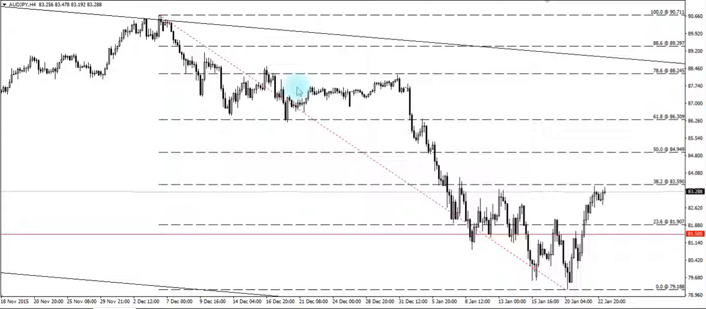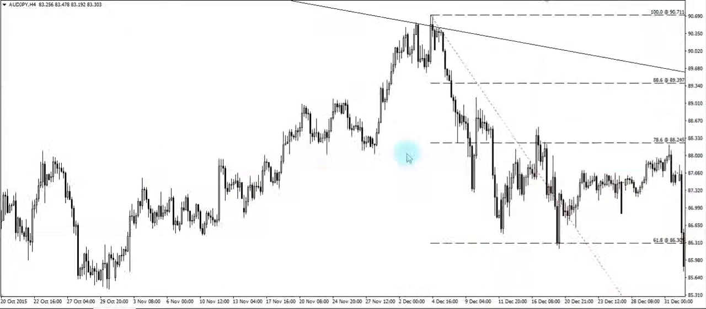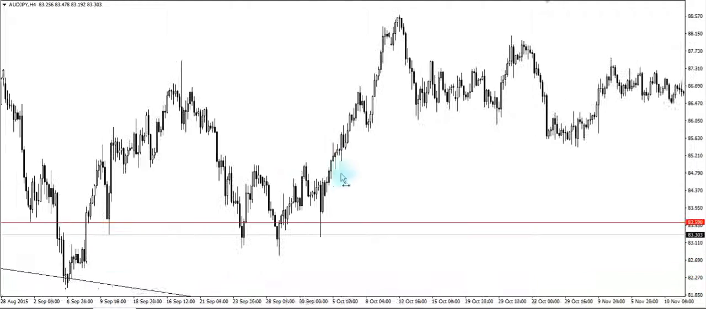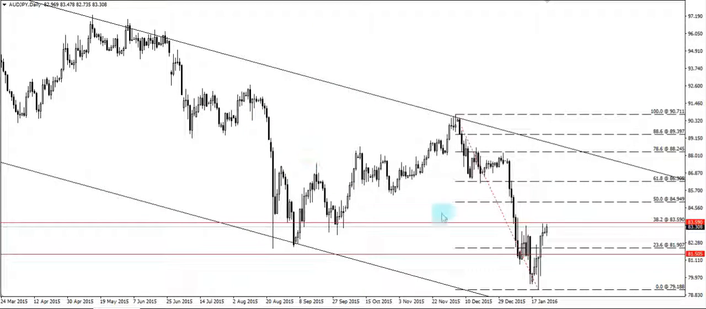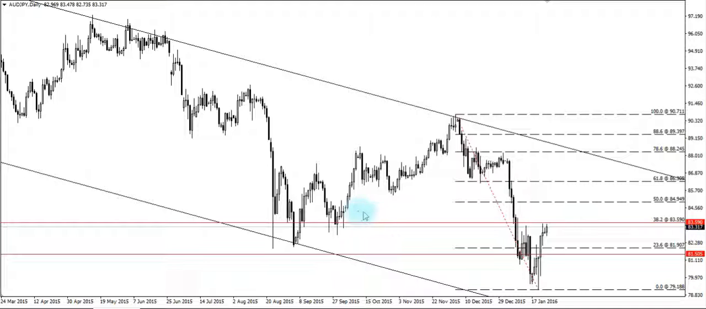Right now, price is about to reach the retracement level of 38.2%. Let's plot a line right here to see if there is anything significant. How about we take a look at the daily chart. It shows that previously this was a pretty key support level back around September 28th.